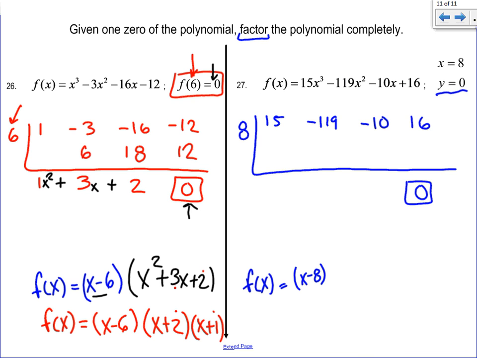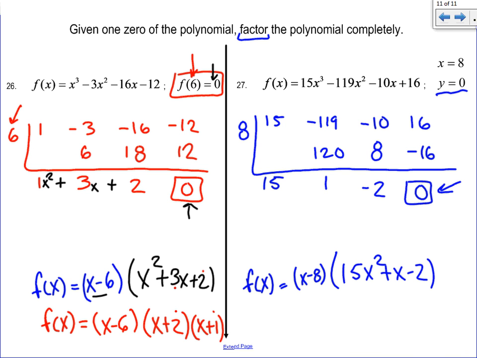I sure hope so. All right, so I'm going to drop the 15. When I multiply 15 times 8, I'm going to get 120. That's going to give me 1. I'm going to multiply by 8 again, and I'm going to get -2. When I multiply by 8, I get -16, and goodness gracious, those add to 0. So I did get what I wanted right here. I have right now 15x squared plus x minus 2.